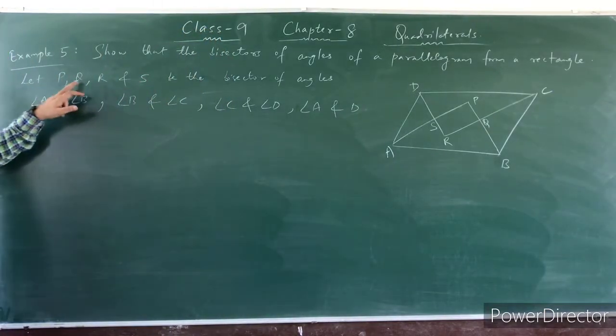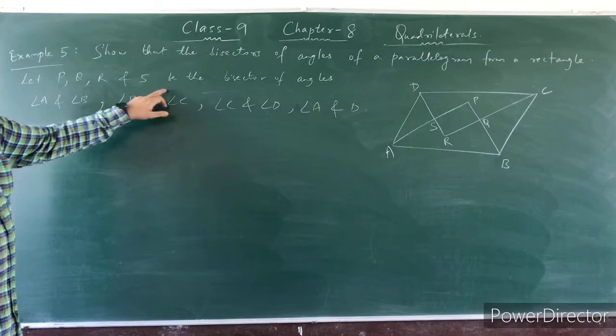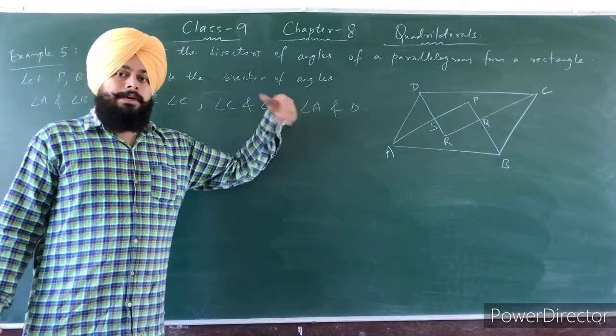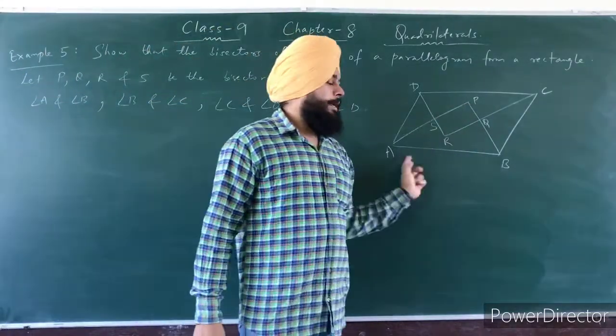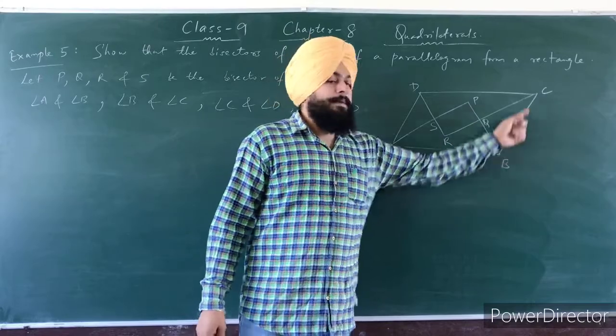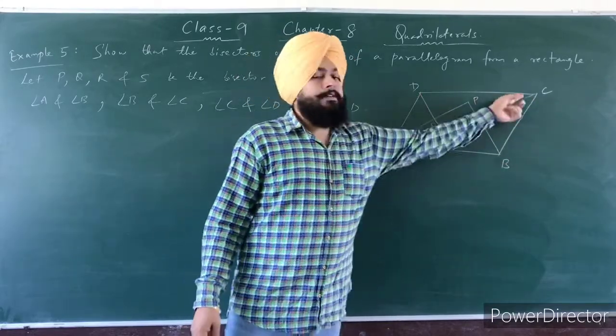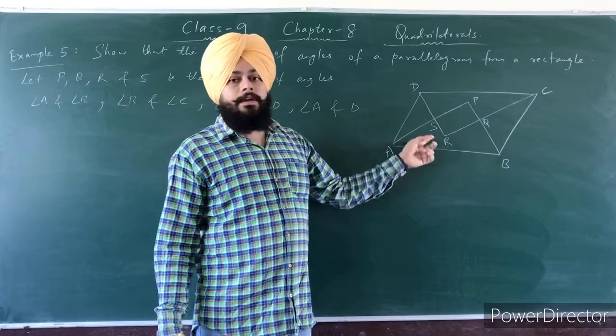So let P, Q, R and S be the bisectors of angles. P is the bisector of angles A and B, Q is the bisector of angles B and C, R is the bisector of angles D and C, and S is the bisector of angles D and A.